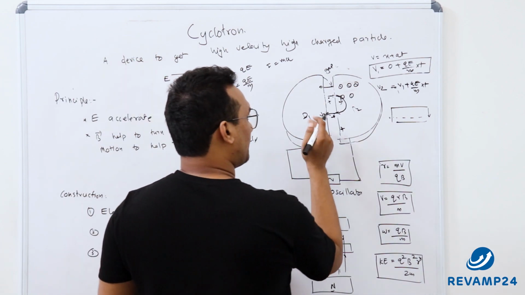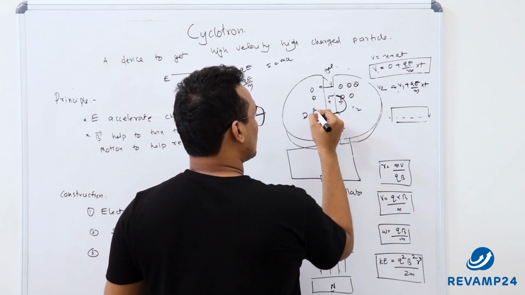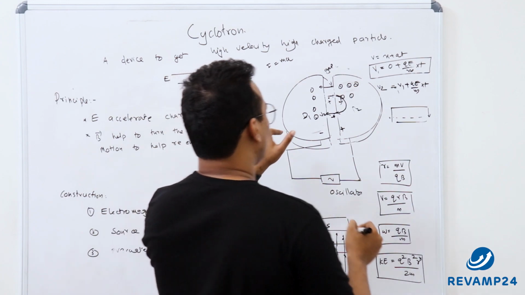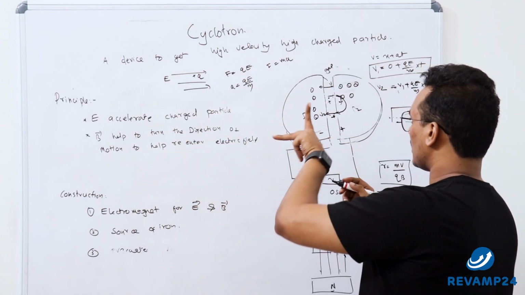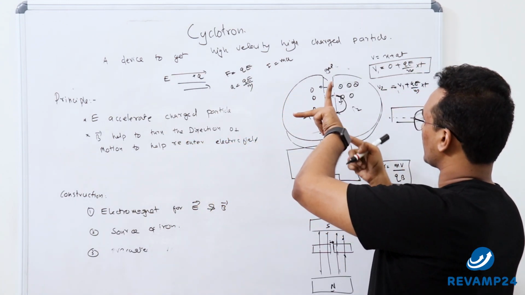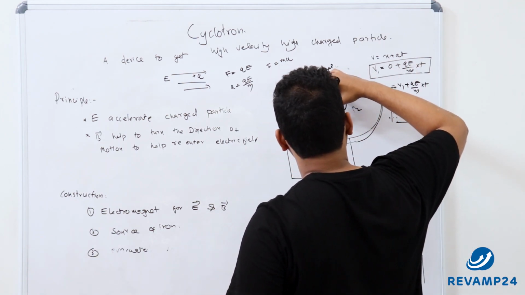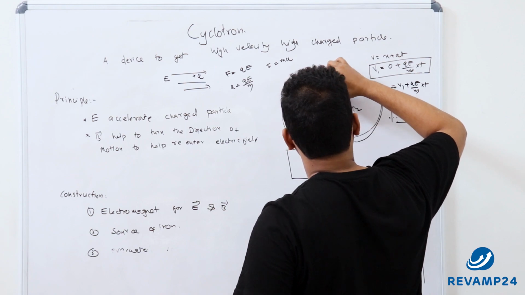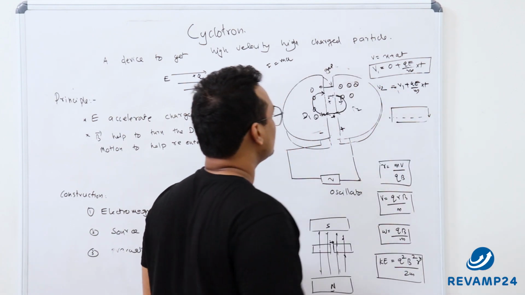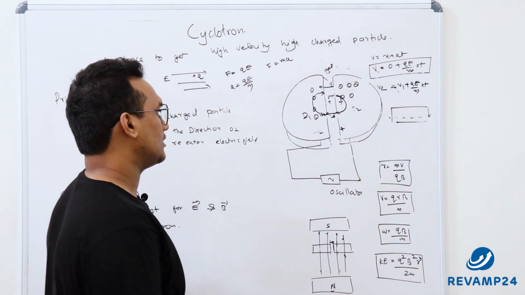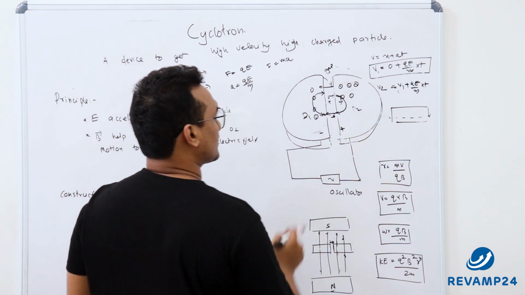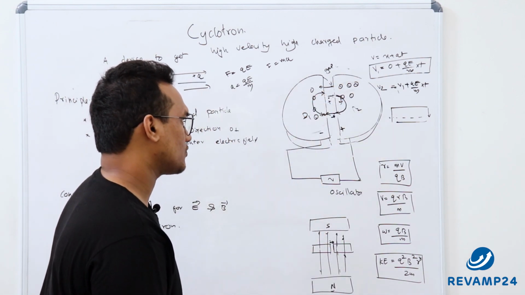In V2, what will happen? Here also it is coming out. So what will be the direction of force? This one is the direction of current and the magnetic field is into the plane, so there will be a force in this direction. Clear? There will be a force in this direction and that will be rotating in this way.